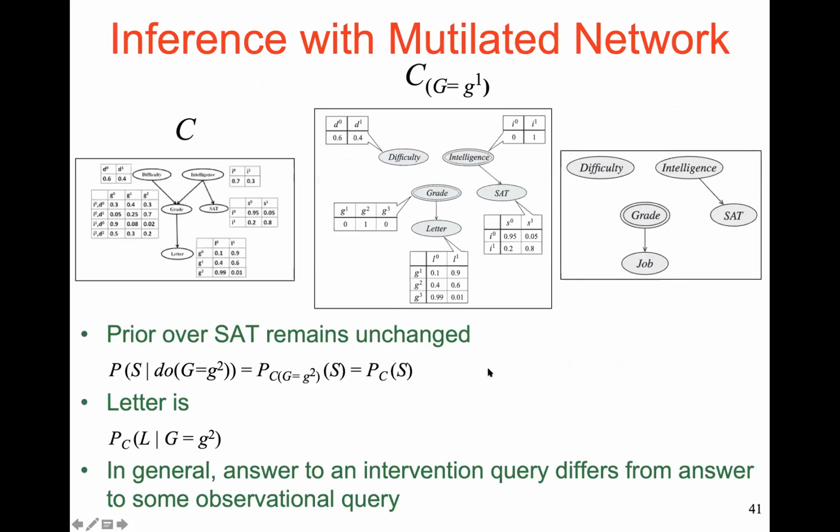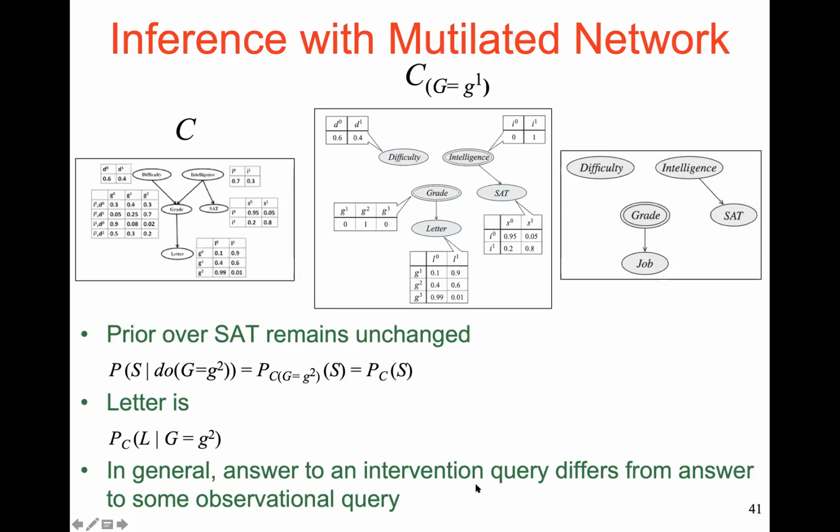So, inference with mutilated networks. This is C of G equal to G1, and this is a version of the network. The prior over the SAT remains the same and unchanged: P of S given do G equal to G2. What we are doing is setting the grade to some other value, G1, G2, and the probability of SAT doesn't change when we set this up here. So the probability of letter is given do G equal to G2, right?